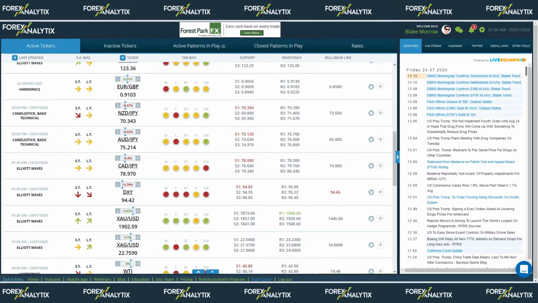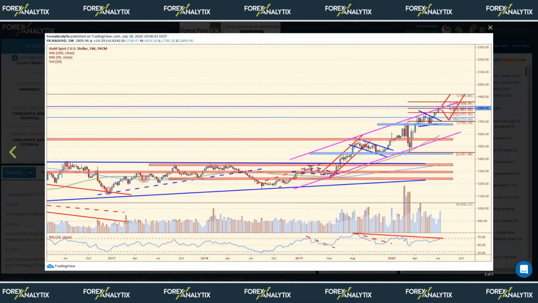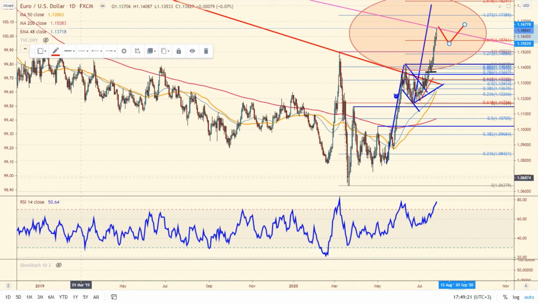And gold hasn't been updated yet, but look, we're breaking out, and we're currently trading at 1900, right? So we're going to have to talk about gold and silver. So there's a lot to discuss.